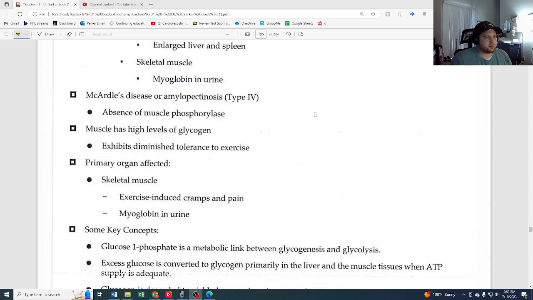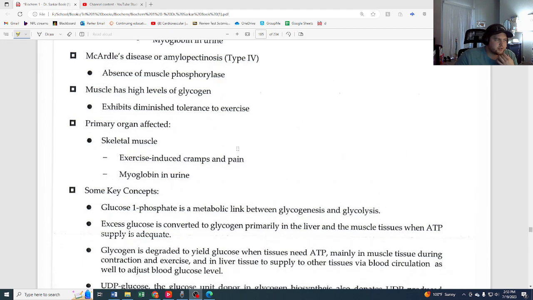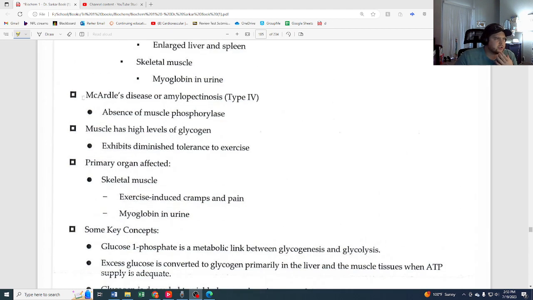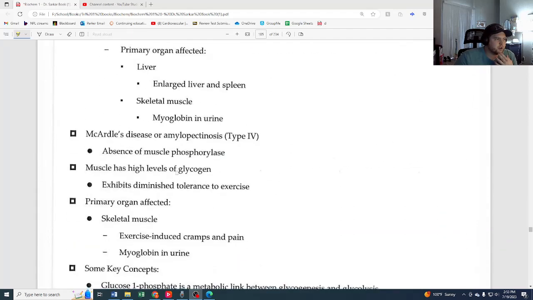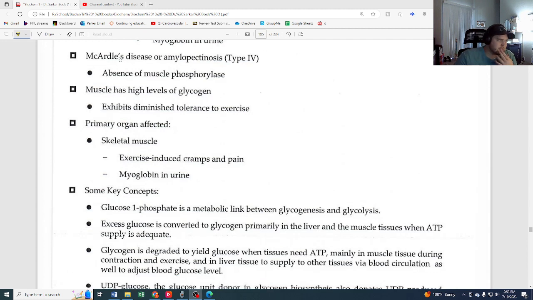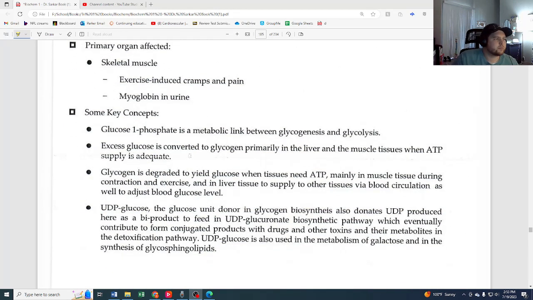McArdle's disease. You have absence of muscle phosphorylase. Muscle has high levels of glycogen and exhibits diminished tolerance to exercise. Continue with McArdle's. You get exercise-induced cramps and pain, and myoglobin in the urine.